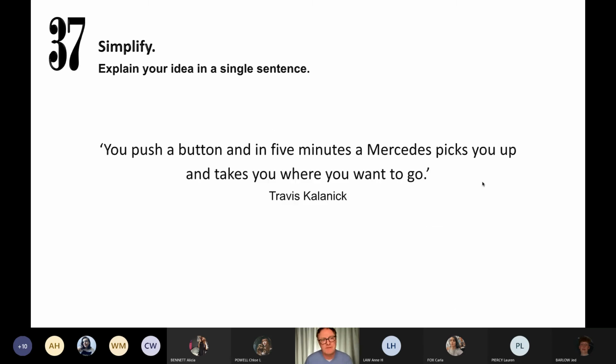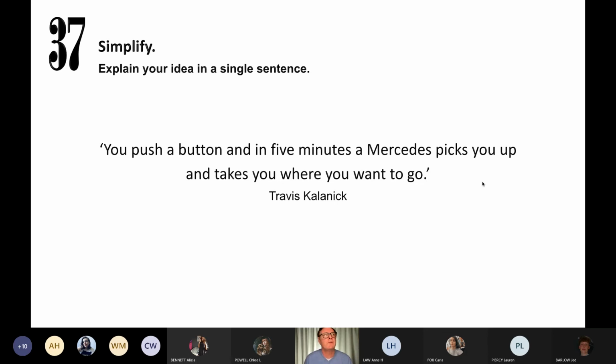Number 37, simplify. Explain your idea in a single sentence. This is actually really important, and I've seen this time and time again in industry, and also when studying the subject, as you guys are doing now.